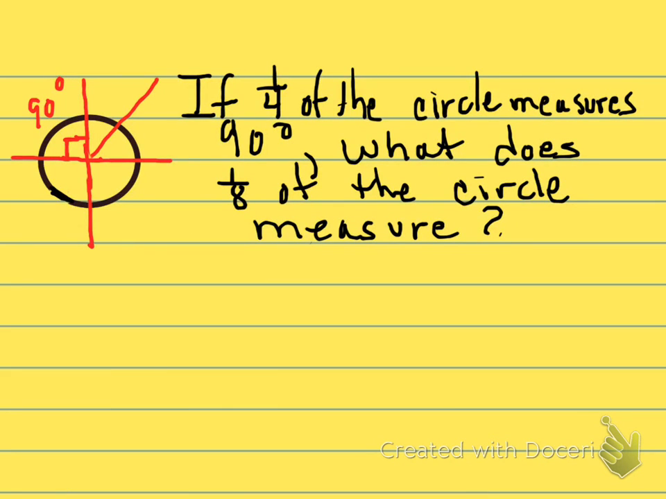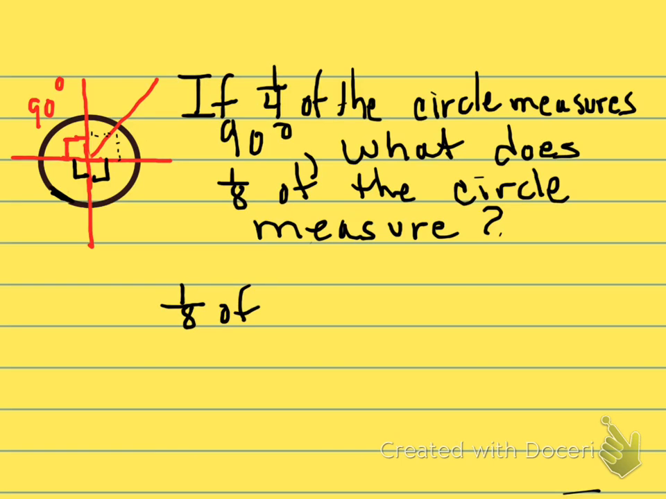All right, here's a question for you. If 1/4 of the circle measures 90 degrees, what does 1/8 of the circle measure? Let's take a close look at our circle. I took some of the lines out, so I'm only working with the upper right-hand corner of our circle. We notice that there's one 90-degree angle, and at that vertex, we know that there are 4 right angles. What happens when we take a 90-degree angle and cut it in half?